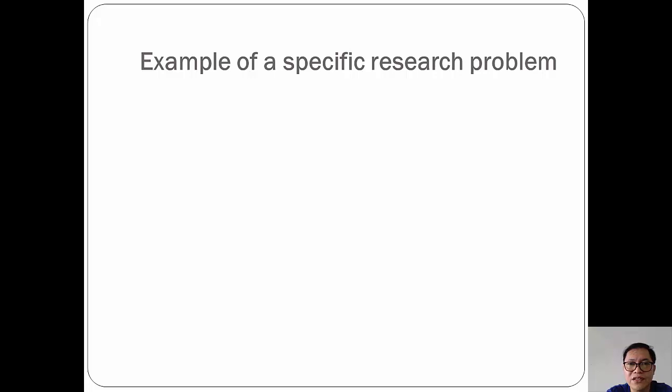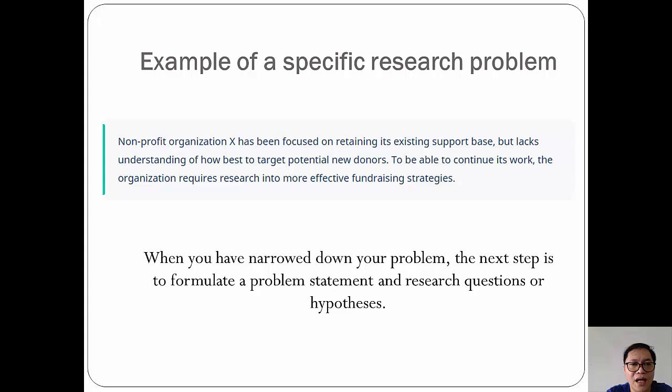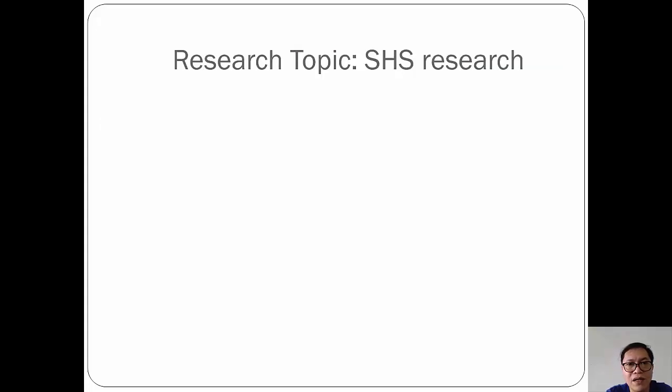A sample of a specific research problem. Non-profit organization X has been focused on retaining its existing support base, but lacks understanding of how best to target potential new donors. To be able to continue its work, the organization requires research into more effective fundraising strategy. So when you have narrowed down your problem, the next step is to formulate a problem statement and research question or hypothesis. Later on, we're going to discuss that one. But for now, we go to your research topic.